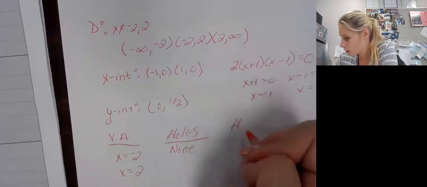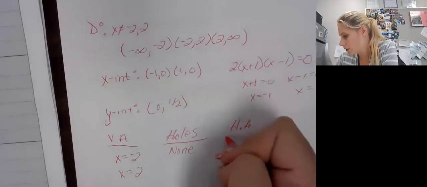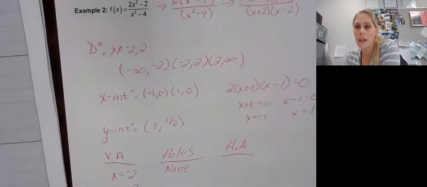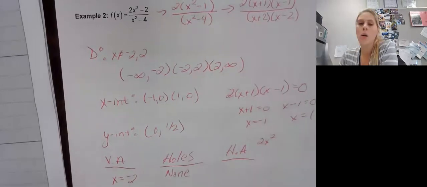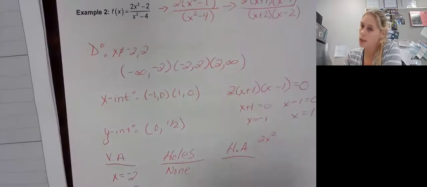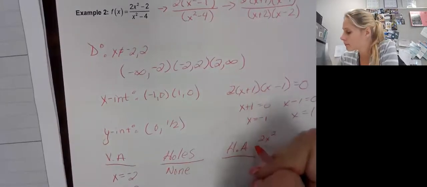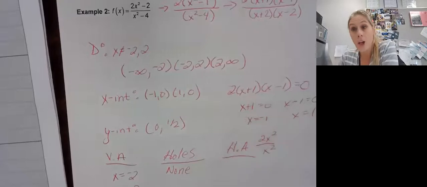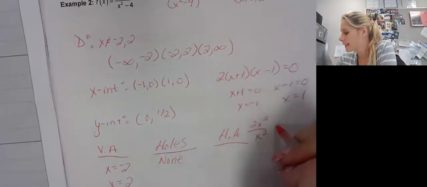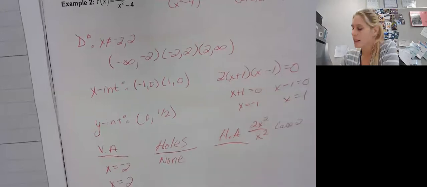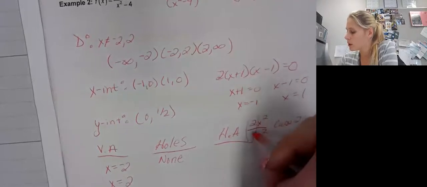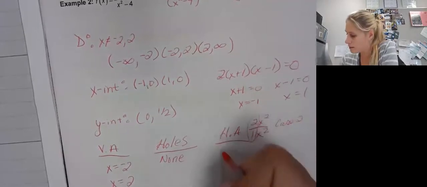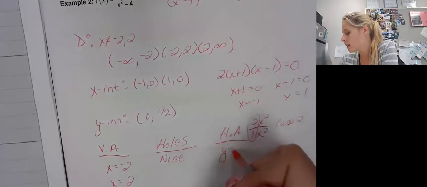And what about our horizontal or oblique asymptotes? Well, what is the leading term in the numerator? It's 2x squared. What is the leading term in the bottom, or the denominator? X squared. They are the same, so what case is this? Case 2. Case 2 says when they are the same, we use the coefficients in front, which is 2 over 1. So we have a horizontal asymptote at y equals 2.